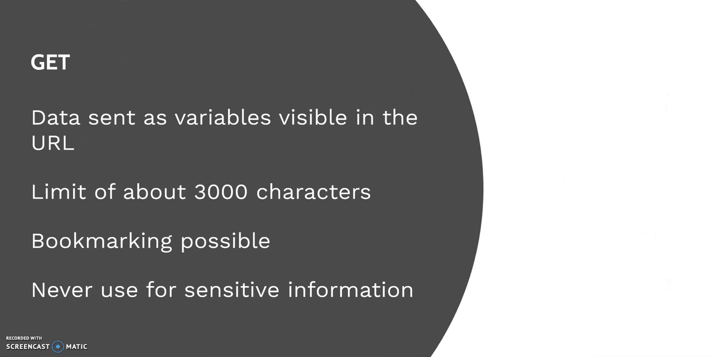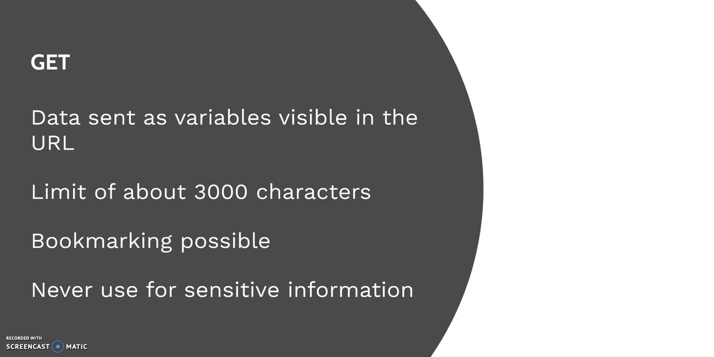The get method is the default method, and it will send the data as URL variables. It will append the form data onto the URL in key value pairs. Some things to keep in mind. The length of the URL is limited to about 3,000 characters. Some browsers limit the size of URLs, and some servers limit the length of URLs they'll accept. Because the data is in the URL, the page can be bookmarked. And because the data is in the URL, never submit sensitive information using get.